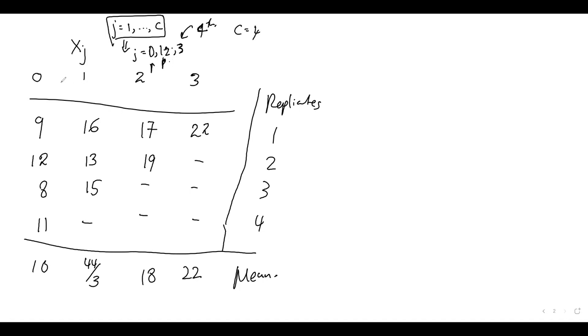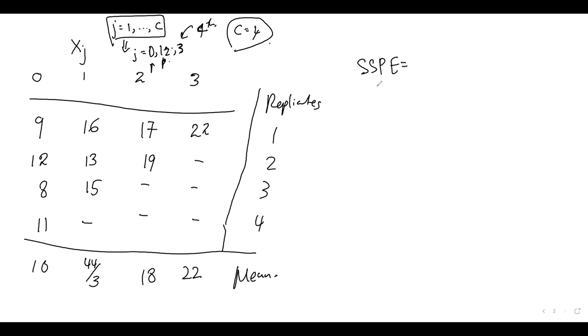1, 2, 3, 4. How many X levels do you have? 1, 2, 3, 4, right? It doesn't have to be 0, 1, 2, 3 all the time. Okay, C is equal to 4. Just keep it aside. We are going to need that in the ANOVA table. So our task is to compute SSPE.